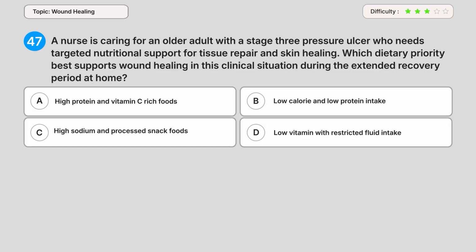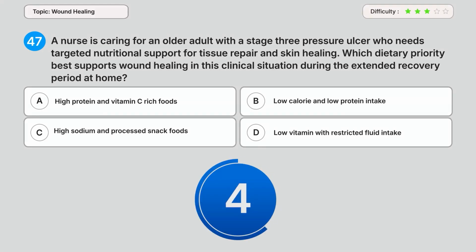A. High protein and vitamin C rich foods. B. Low calorie and low protein intake. C. High sodium and processed snack foods. D. Low vitamin with restricted fluid intake. What do you think is the answer?